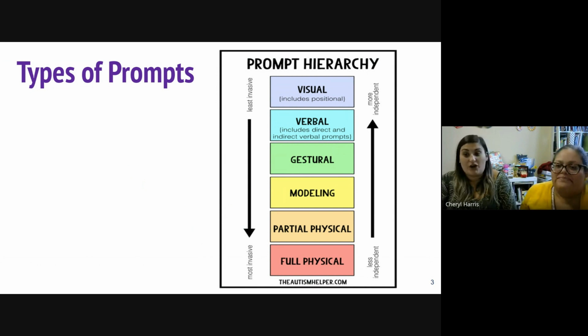But our goal is always for our students to be as independent as possible. So when we're prompting, we want to be fading the prompt as much as we can. That makes sense. So we want to be moving our way up the prompt hierarchy towards a visual prompt.